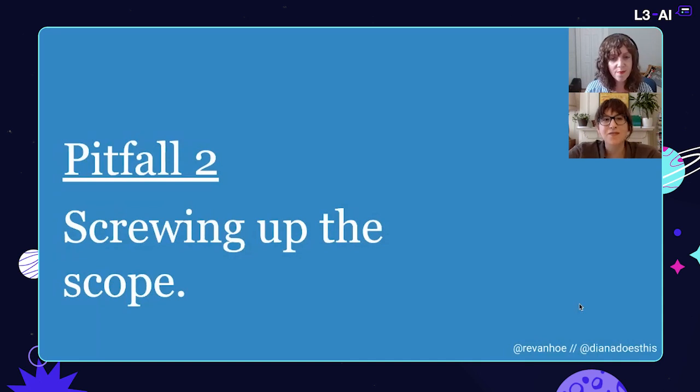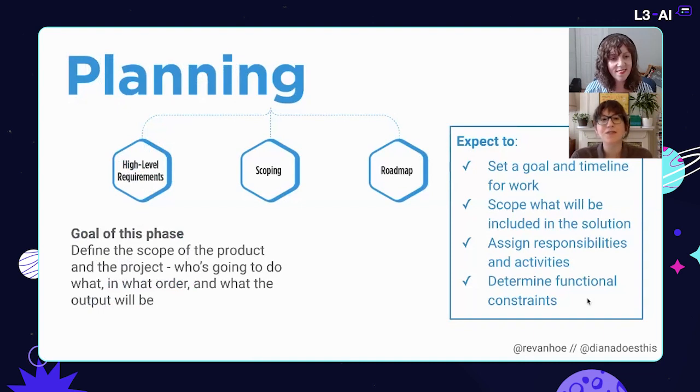So pitfall number 2, after you've identified the problem, it's still really easy to screw up the scope of the project. Conversational products are notoriously easy to underscope. It can seem like it should only take a couple of weeks, right? And that can lead to problems.